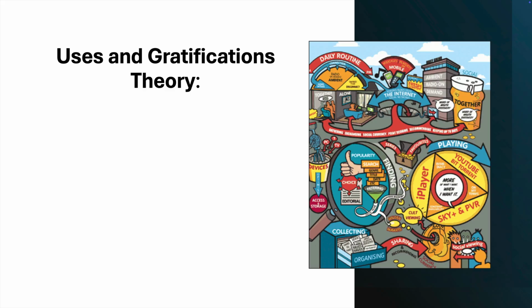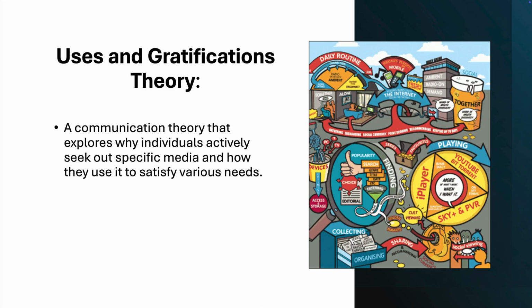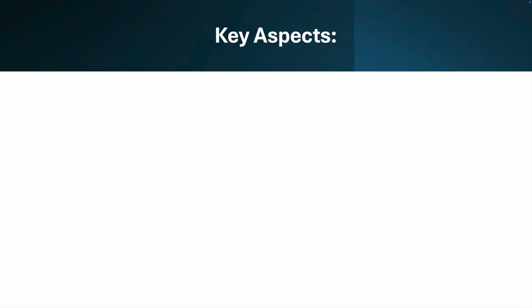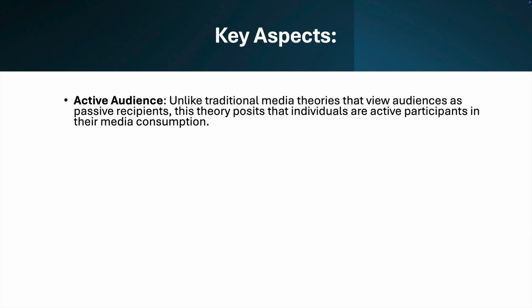Uses and gratifications theory. A communication theory that explores why individuals actively seek out specific media and how they use it to satisfy various needs. Key aspects. Active audience. Unlike traditional media theories that view audiences as passive recipients, this theory posits that individuals are active participants in their media consumption.